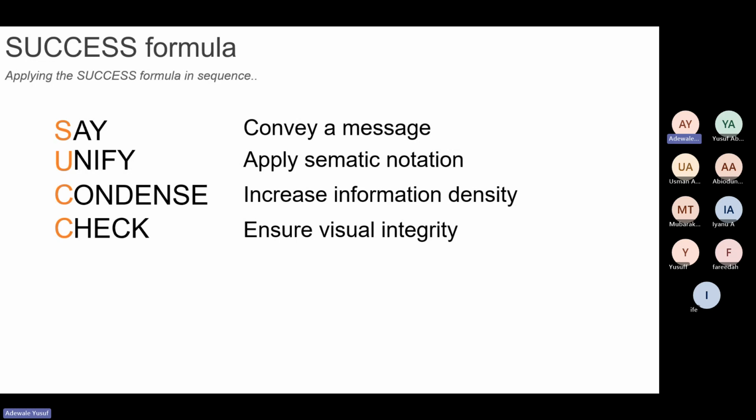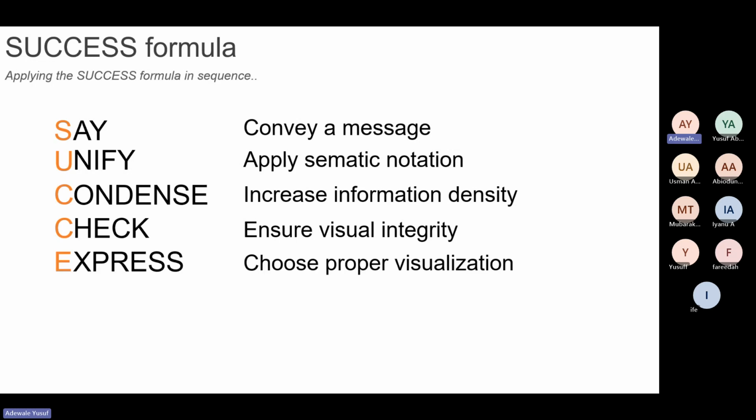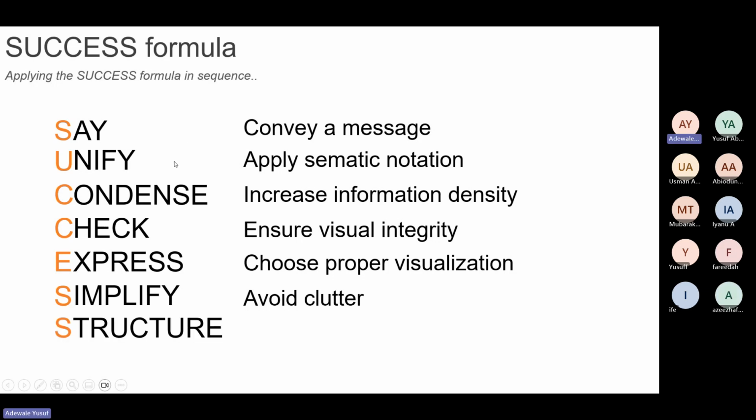And we have check, which is ensure visual integrity. Make sure you have integrity with your visual. We have express, which is choose a proper visualization. When you're talking about trend, use a line chart. When you're talking about part-to-whole, you can use a pie chart. You can use a bar chart for categories and other charts. There are a lot of visualizations when it comes to that; we'll get there. Then simplify your visualization. Don't add a lot of things to make it very cluttered, so avoid clutter.